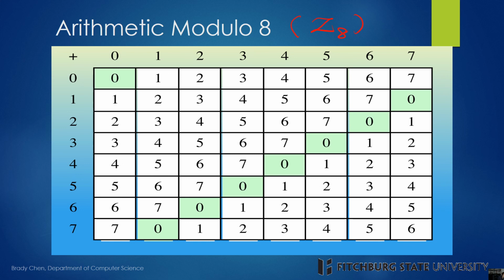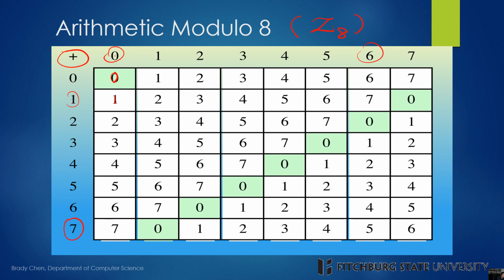Now first we define the plus operation for Z8. So 0 plus 0 modulo 8, we know it's 0, right? And 1 plus 0 modulo 8, we got a 1. Now we can pick a random number, say, 7 plus 6 modulo 8.